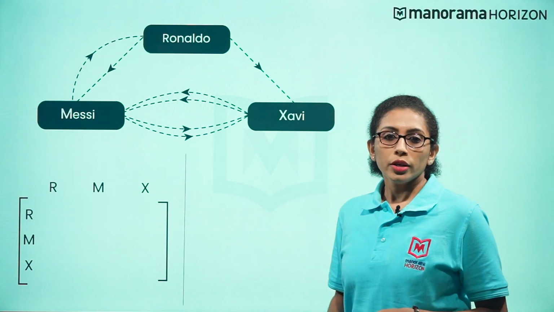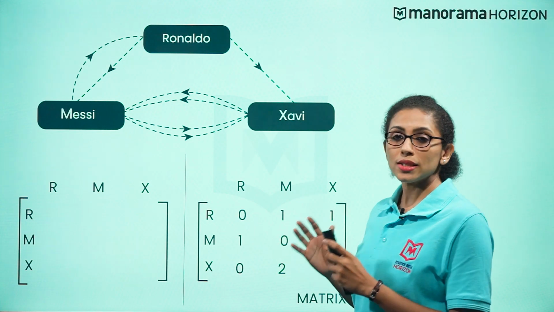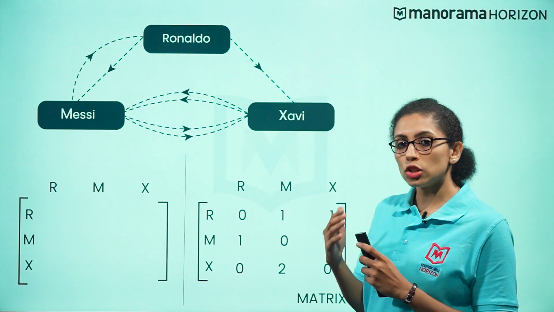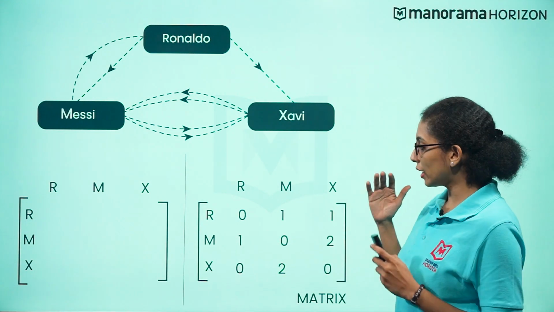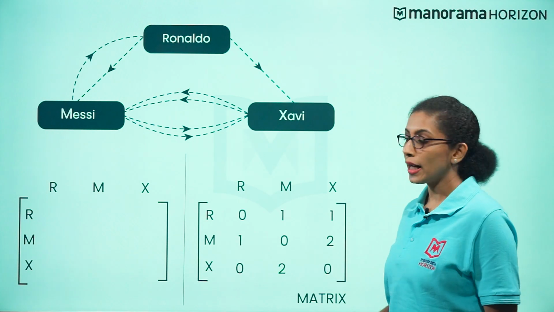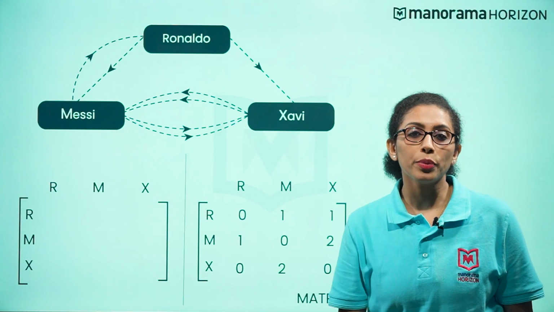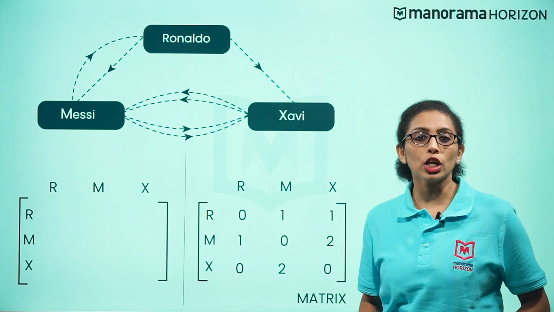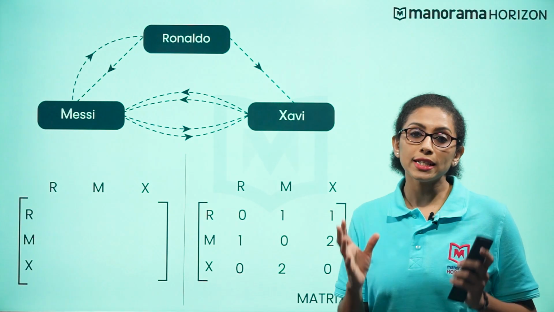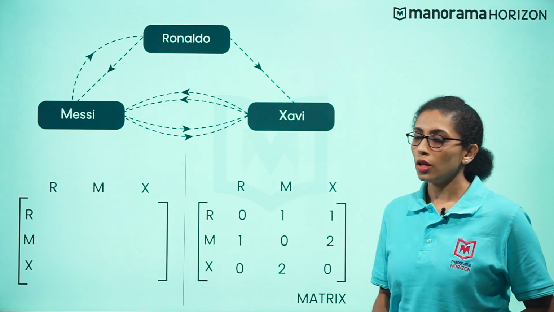Alright? Now, based on the passes exchanged, we fill the slots accordingly, and what we get here is nothing but a matrix. Matrix is an array of numbers which a computer can decode. It summarizes the entire warm-up session.